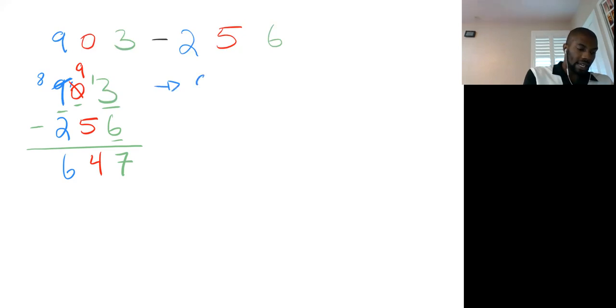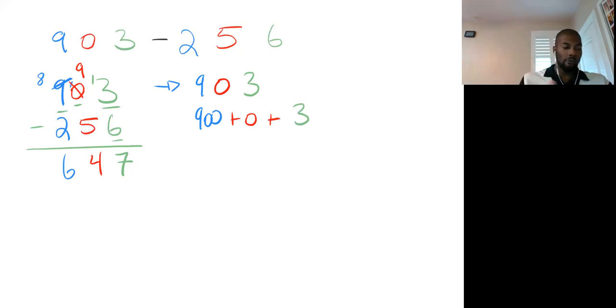So what I have is a 900. Actually, I'll write it out for you so you can see how it would break down. 903 can translate into 900 plus 0 plus 3. I write everything out. And then my 256 turns into a 200 plus a 50 plus a 6.